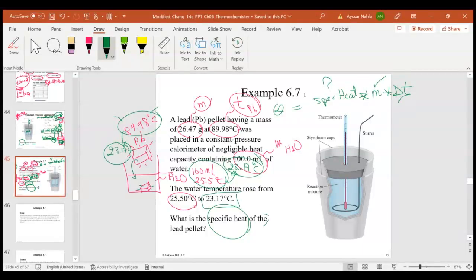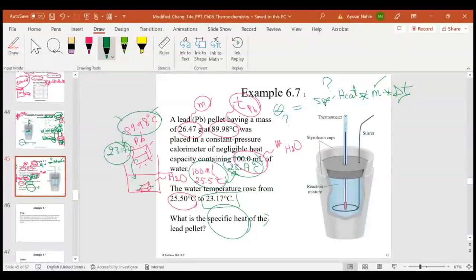Do I know the delta T of the lead? Yes, and the delta T will be positive or negative? Negative, of course, because the final temperature is low, the initial temperature is high. Okay, now what I need is this one. Do I know Q? I don't know the Q yet. I need to find the amount of energy released from the lead. The amount of energy released from the lead is equal to the amount of energy absorbed by the water.